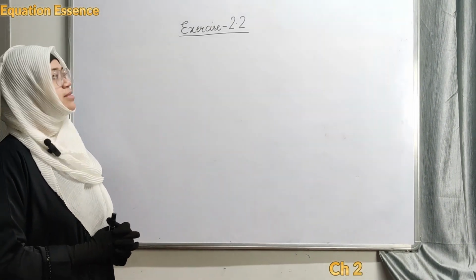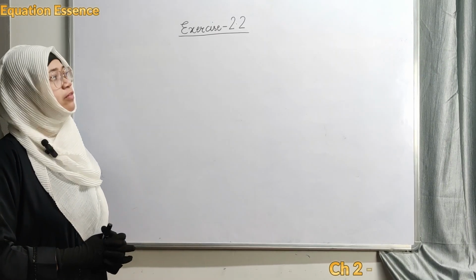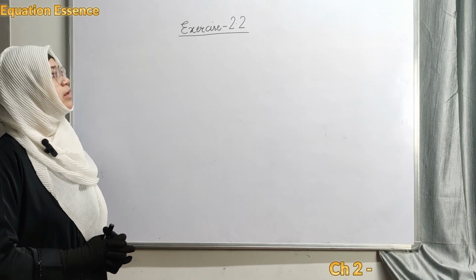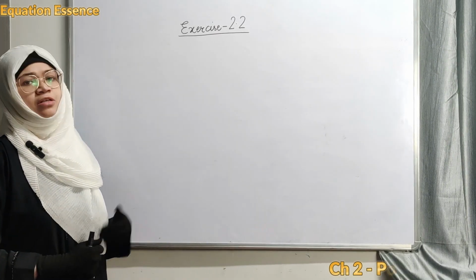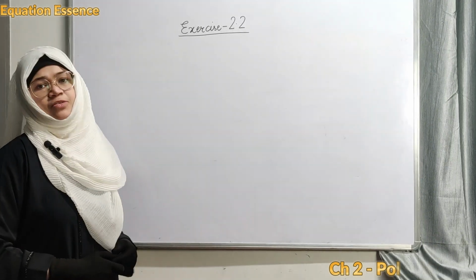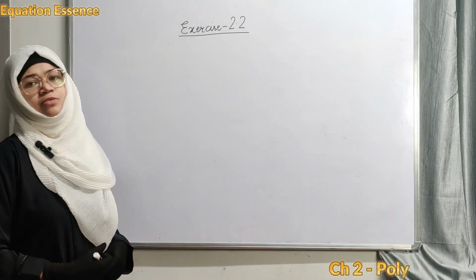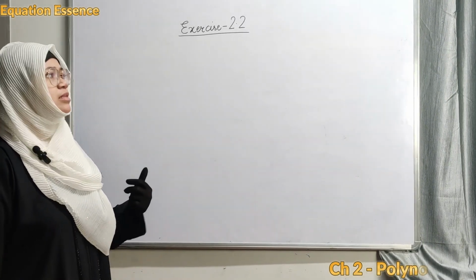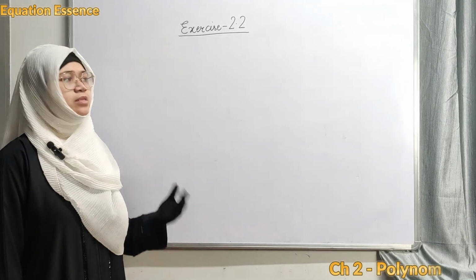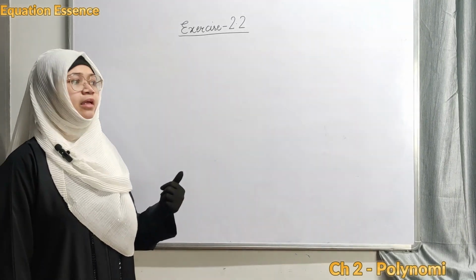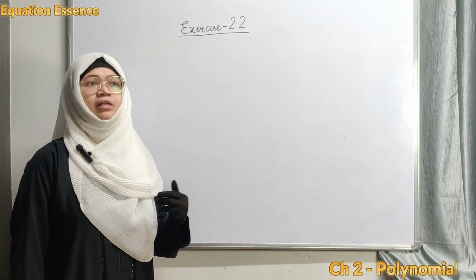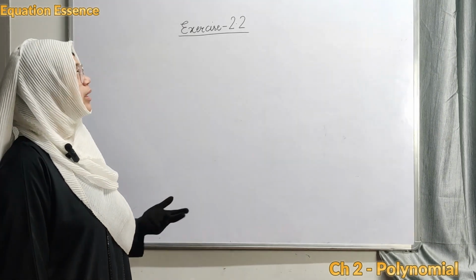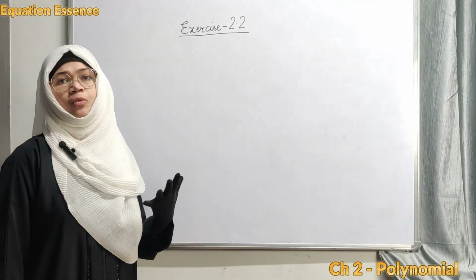Today we will do exercise 2.2. But before we start exercise 2.2, let's recall some knowledge which will help you to solve it, that is zeros of the polynomial. In our previous class we studied what polynomials are and how many types of polynomials there are. There are three types of polynomials: linear, quadratic, cubic. What are the degrees of the polynomial?